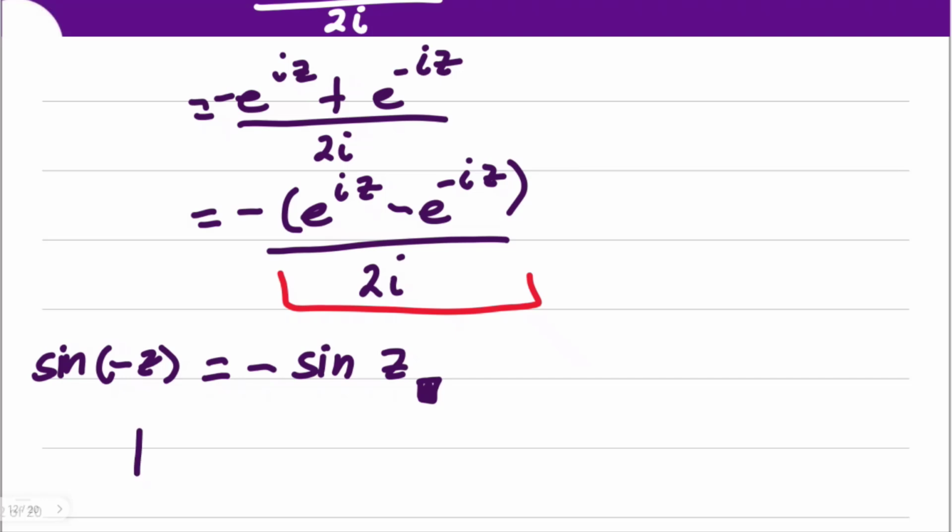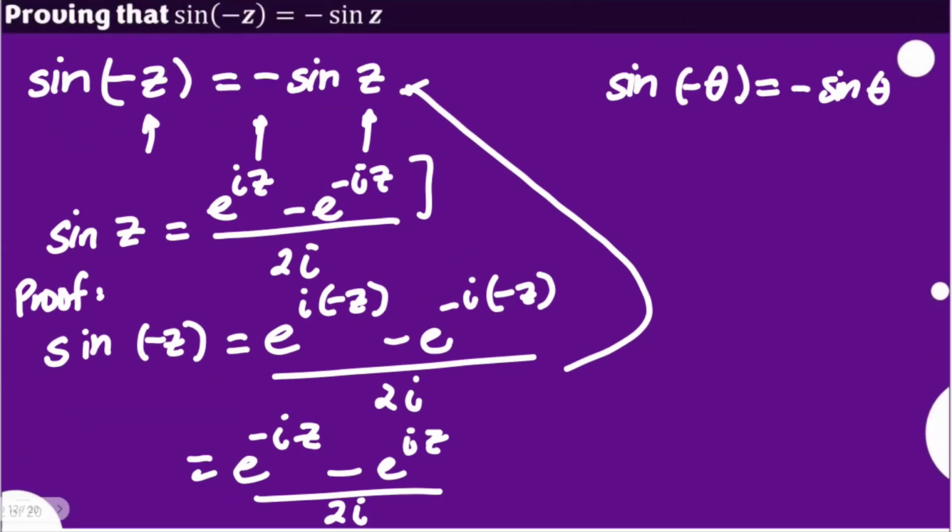If you plug in negative z, it is just equal to the negative of the sine of the positive of that z. We will talk about another trigonometric function later in the next video.